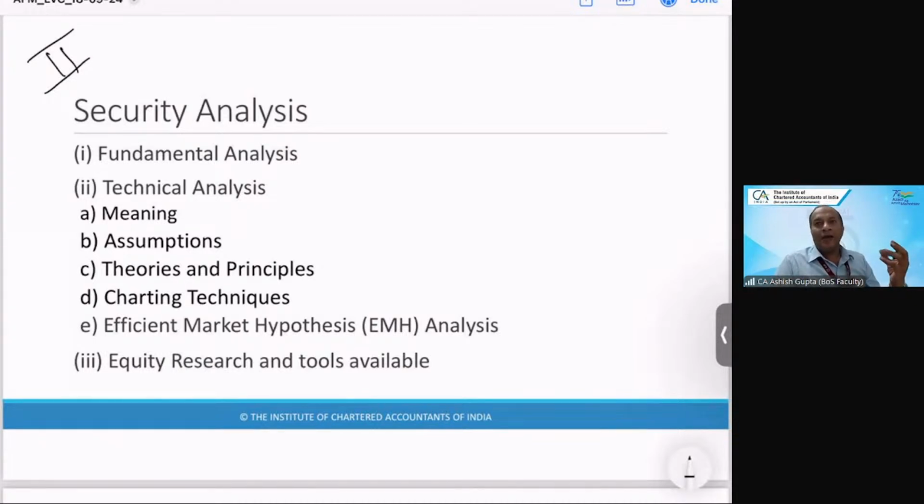Security analysis means, when we talk about buying any security, of course there are many types of securities. It can be a fixed income security, like debentures or bonds, or it can be equity, which is basically a kind of equity participation in the company. When we have to acquire any security, the question comes: how do we acquire the security so that our profit is maximum?